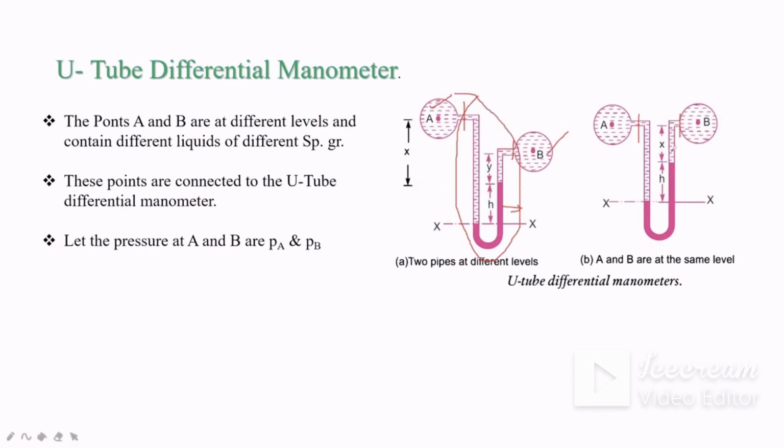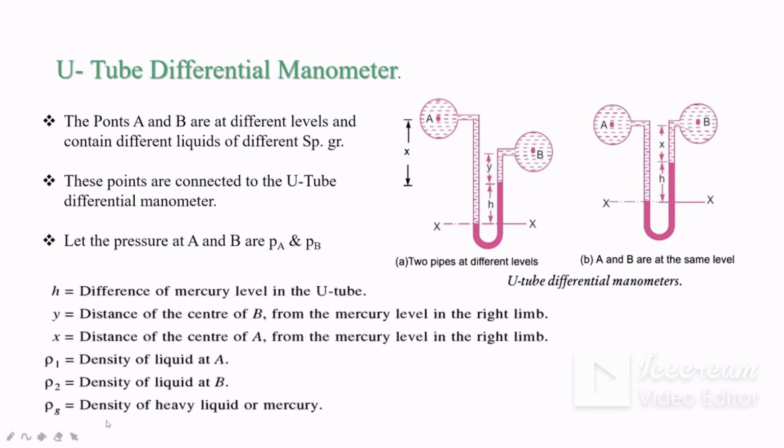Now what we do, we will define each and every term. What is H, Y, H, X. Datum line is XX, right? We will define each and every term so that we can come to a formula. Whenever a U-tube differential manometer question is given, we use this formula, calculate, and find the pressures where required.